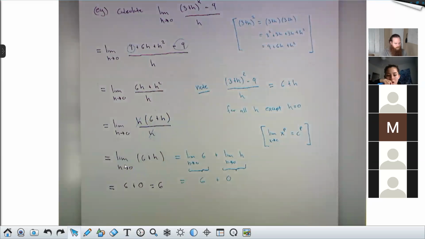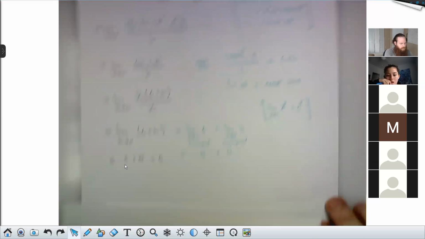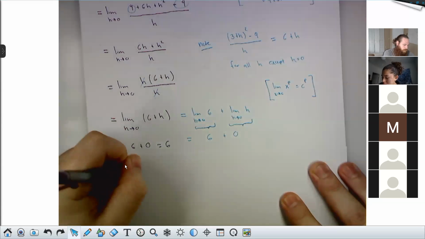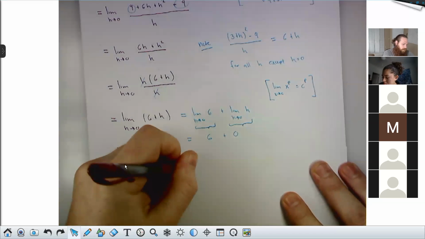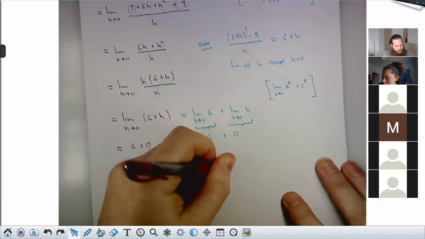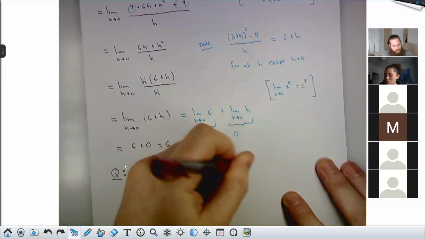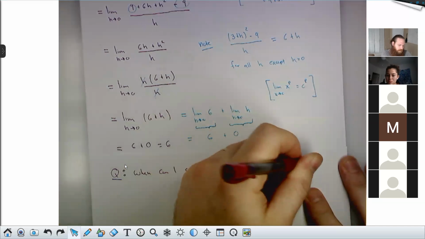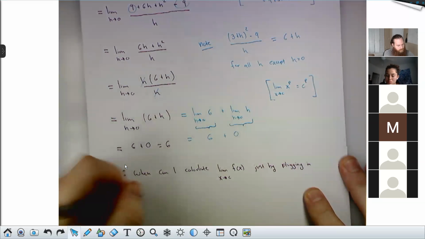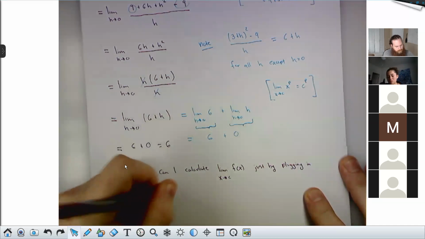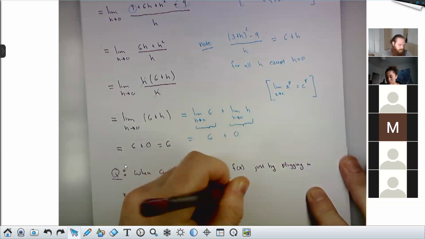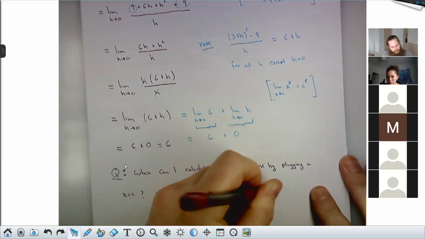Let me back up just a quick second and show you a theorem that's not an official part of the class, but is relevant, I think, to the questions you're asking. Here's a question. When can I calculate the limit as x goes to c of f of x just by plugging in x equals c? That is, when is the limit as x goes to c of f of x just equal to f of c?